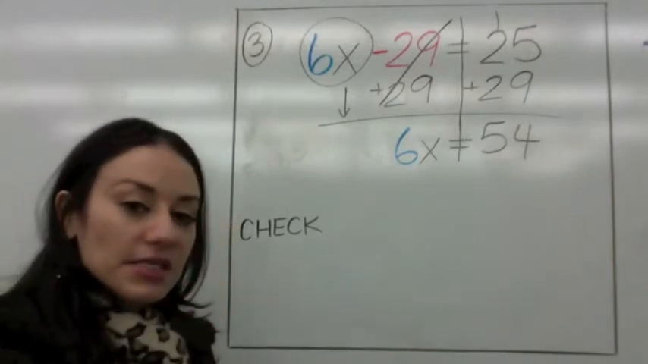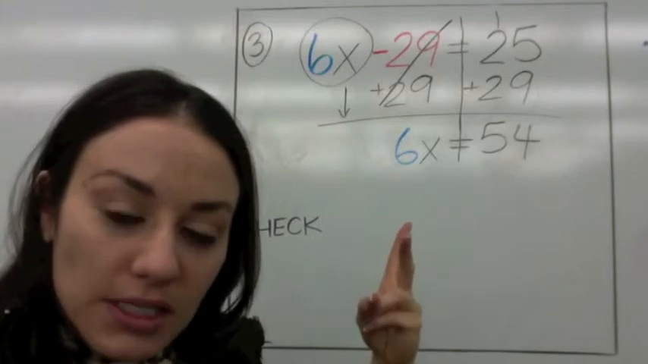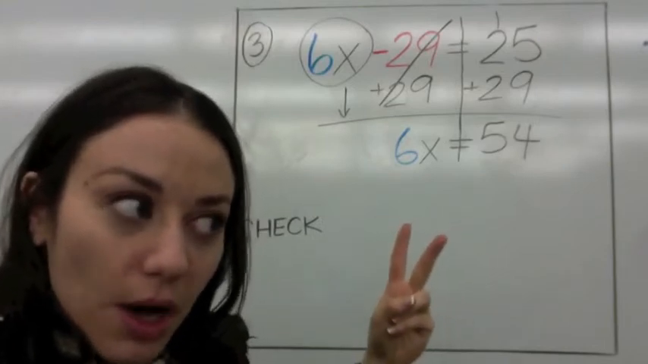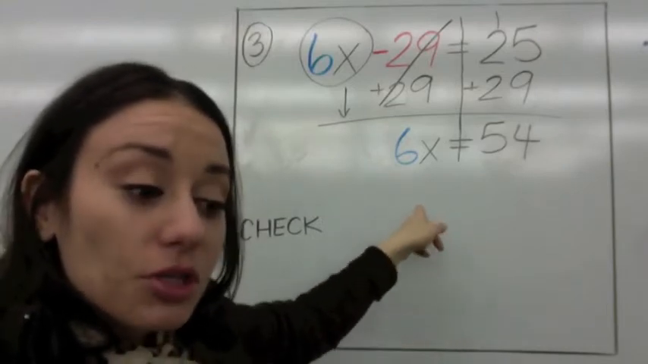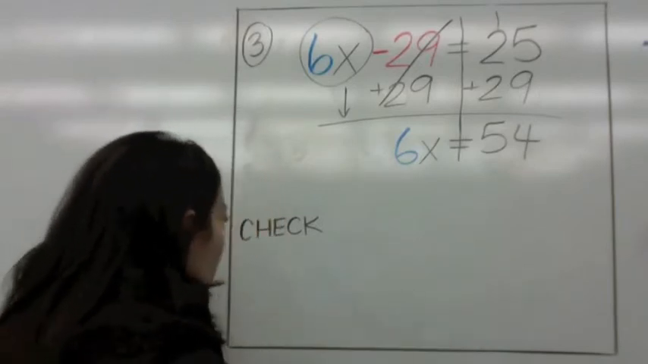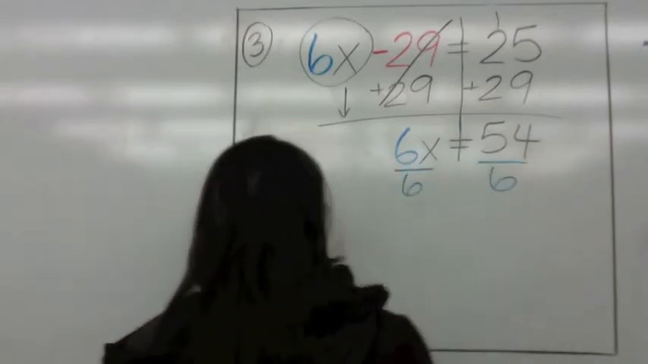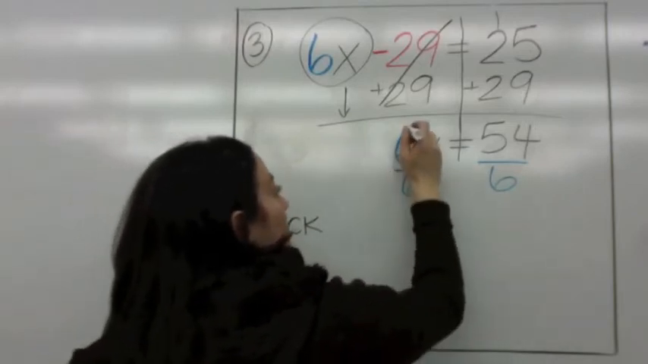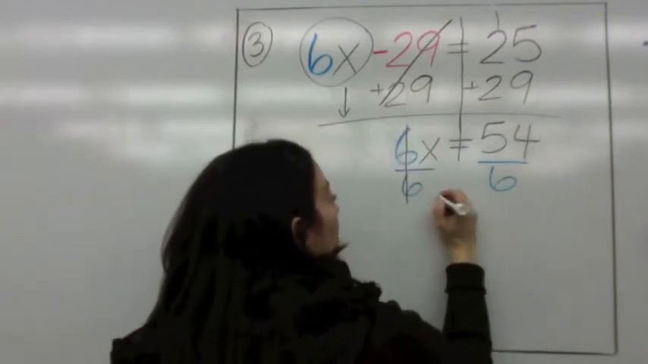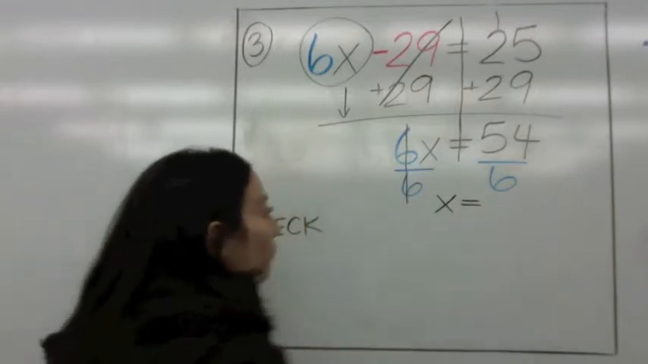Well, how do we figure this out? What do we have to do to both sides? What is the second step, really? You're going to get a divorce. You're going to divide both sides by 6. That's what I wanted to hear. Good job. So 6 divided by 6 is 1. Okay, so now you get x by herself.